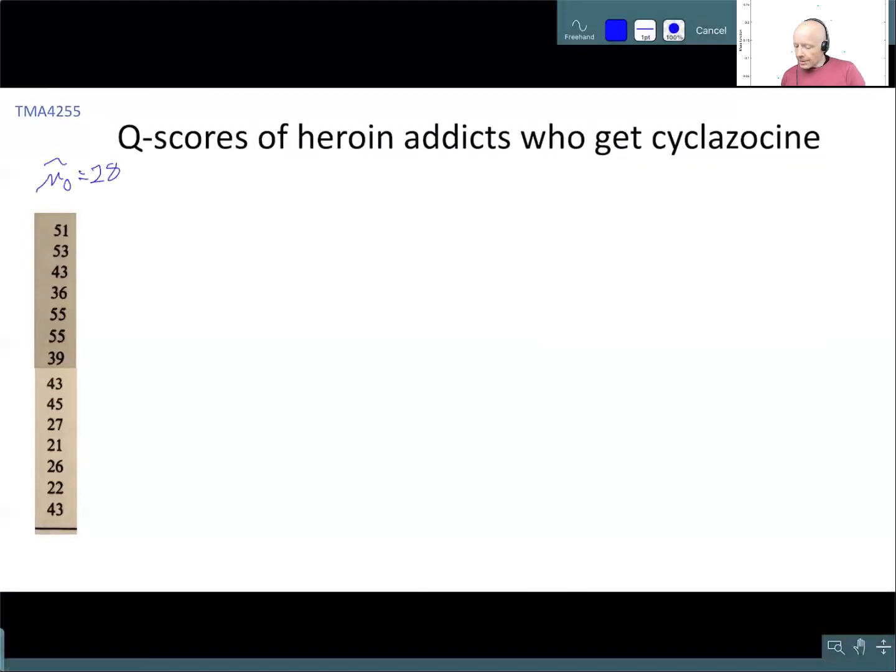Okay, what is closest to 28 here, and what's the sign of this one? The closest to 28 is this one, which has just distance 1, and it's smaller than 28, so this has a minus. What's next? What's the second closest to 28? That's this one, and this is the distance 2, and it's also a minus.